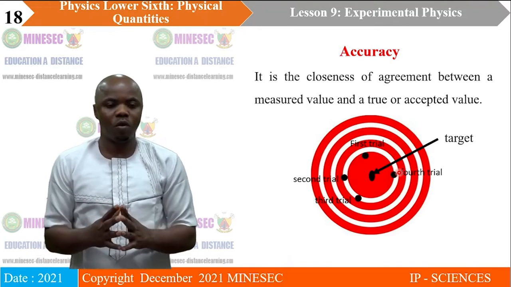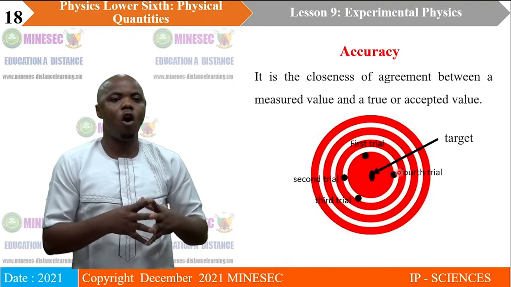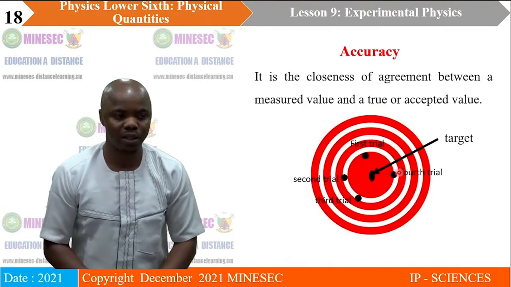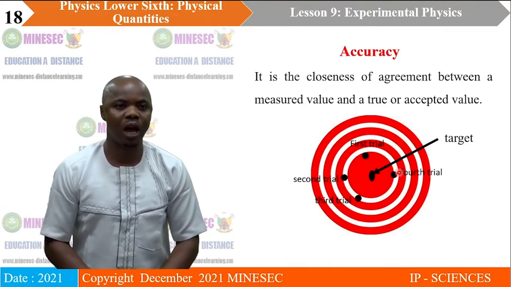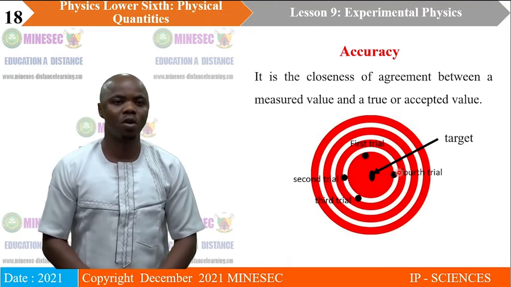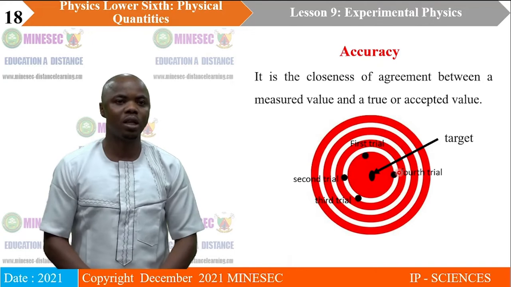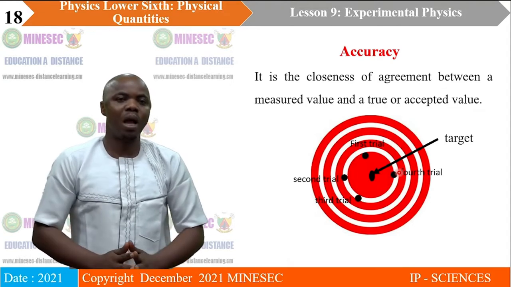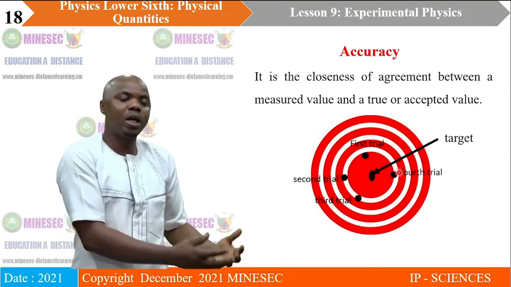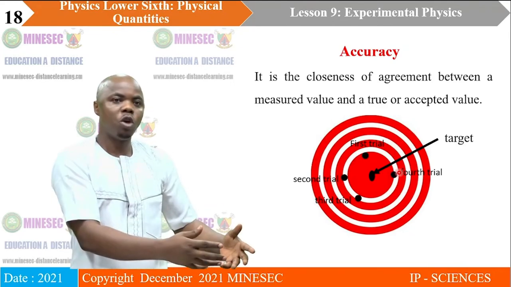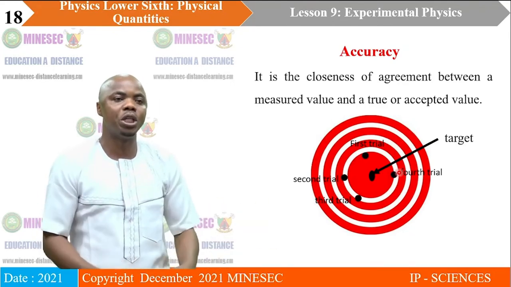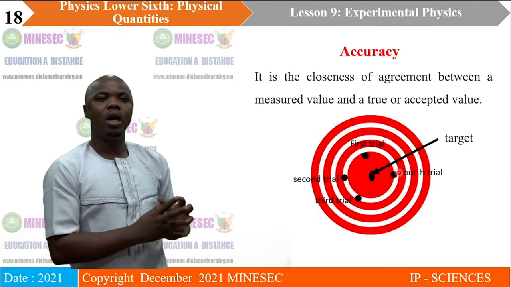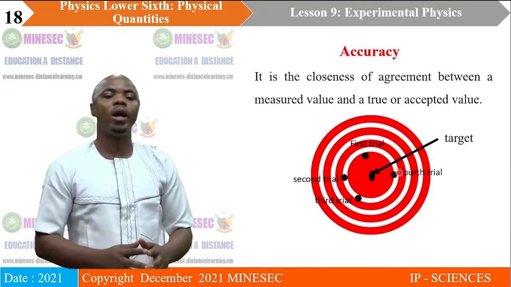What does that mean? Take for example, I want to measure the length of a football field. By standards, a football field should be 100 meters. I take my ruler, I measure it the first time, I have 99. The second time, I have 98. The third time, I have 99. I am getting close to that value, but I am not reaching there. So I am accurate because the measurement is close to the true value, even though I am not reaching it. So we define accuracy as closeness of agreement between a measured value and a true or accepted value.